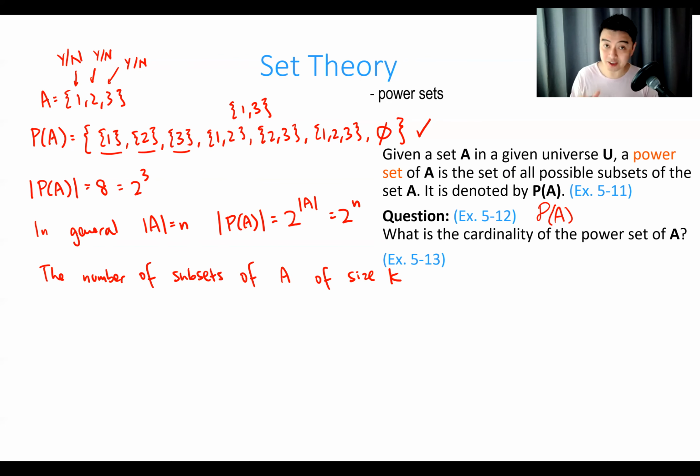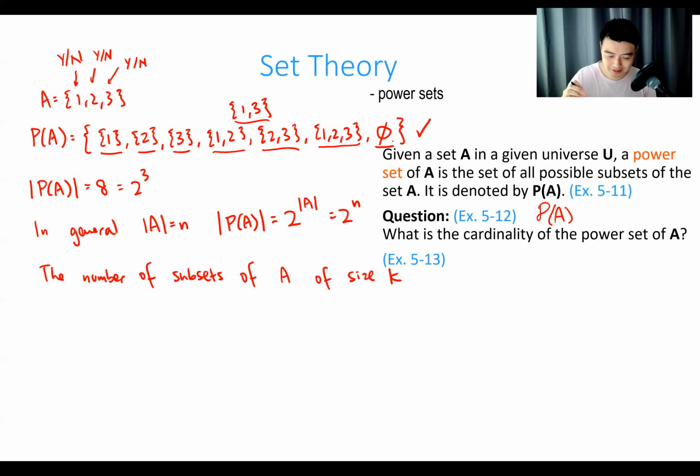How many subsets have size 2? The answer is 1, 2, 3. 3 subsets have size 2. How many subsets have size 3? Well, the answer here is 1. How many subsets have size 0? The answer is 1. So where do these numbers come from? Essentially what we are doing is, from the set A, we are choosing a certain number of objects.